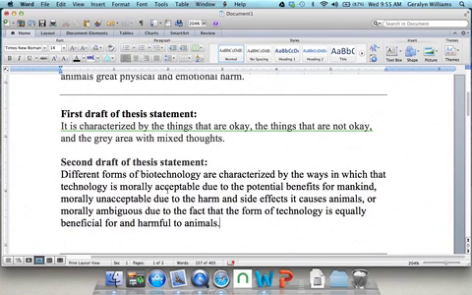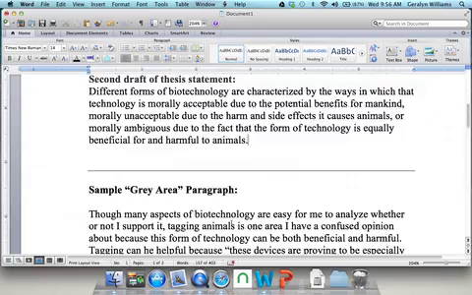So I rewrote this as, different forms of biotechnology are characterized by the ways in which that technology is morally acceptable due to the potential benefits for mankind, morally unacceptable due to the harm and side effects it causes animals, or morally ambiguous due to the fact that the form of technology is equally beneficial for and harmful to animals. So this is a little long. I can definitely reword this so that it's shorter, but this is a more accurate thesis statement because the reader can immediately see exactly what's coming up.